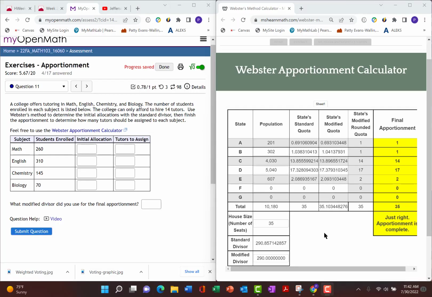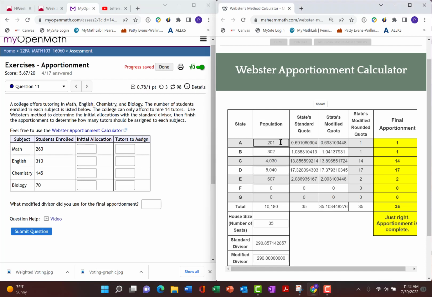Hello, this is a short demonstration video on how to use the Webster apportionment calculator. Notice that it has numbers input that we will need to replace with the numbers here in our problem to the left, where we are going to apportion 14 tutors among these 4 subjects.